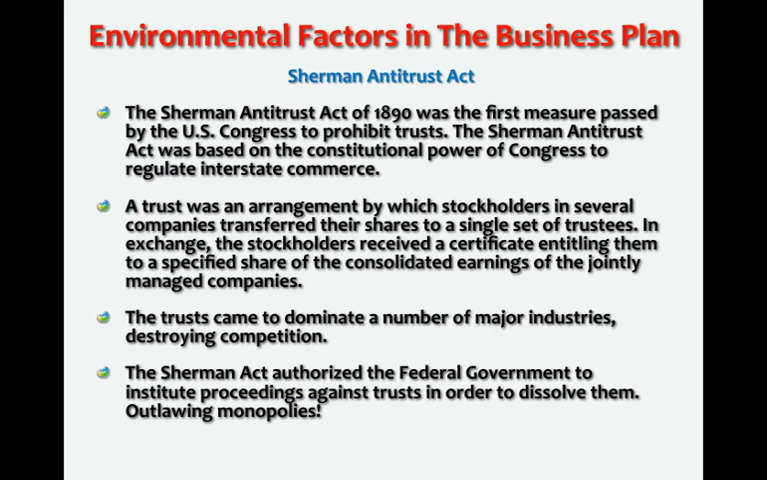Let's take a look at the Sherman Antitrust Act. It really started in 1890, and it was passed by Congress to really prohibit trusts. But the key piece here is that trusts were these arrangements with stockholders in several companies that were transferring shares to a single set of trustees. So it's as if these people are being given an unfair advantage. And so what the Sherman Antitrust Act of 1890 did was it authorized the federal government to really go against trusts in order to dissolve them and, in essence, outlawed monopolies.